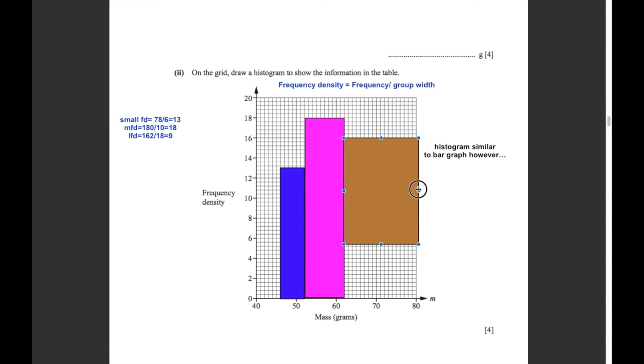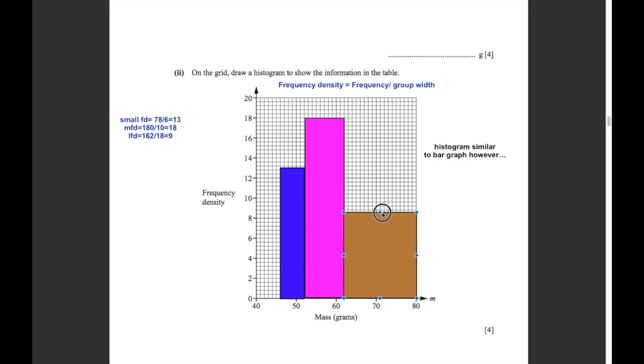Which is basically to the end right here, and it was only up till 9. So let's go down. So here's 8, then 1, 2, and then a 0.5. There you go. So that's it. Easy 4 marks. Okay, let's move on.